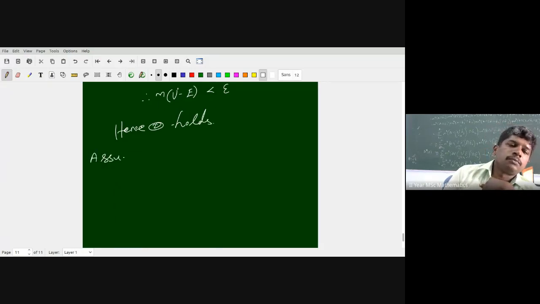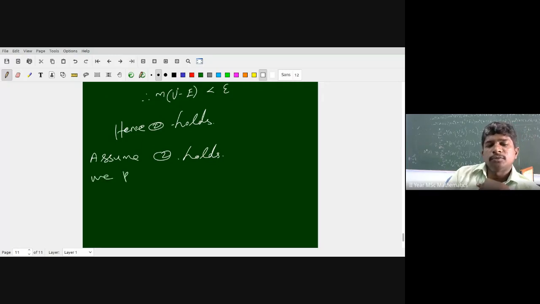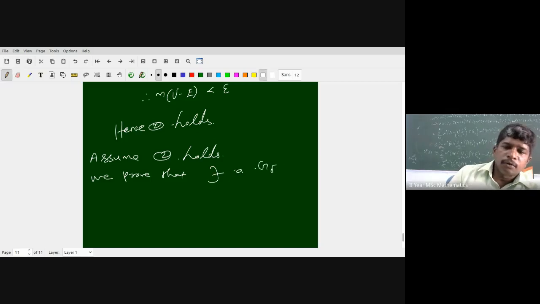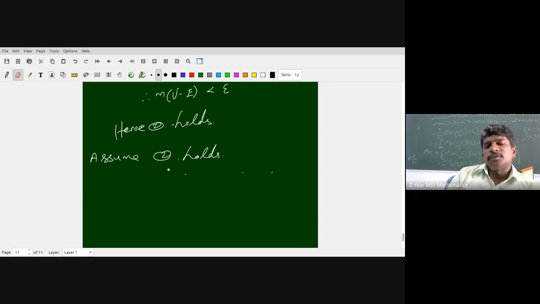Now we assume 2 holds, and then prove that there exist G delta sets such that the measure of the difference is 0. If you want to prove something is 0, then you prove that it is smaller than all positive numbers. It should be a non-negative number and smaller than all the positive numbers. In fact, you take a sequence converging to 0 and prove that this number is less than 1 by n for all n. Then if it is non-negative, it is exactly 0.